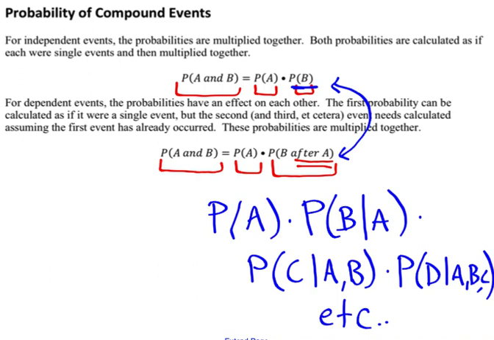And you can do as many events as you want here. And again, if they are independent, it doesn't matter how A, B, or C has happened. In that case, you don't have to worry about how that changes the probability, because on independent events, they do not change the probability.